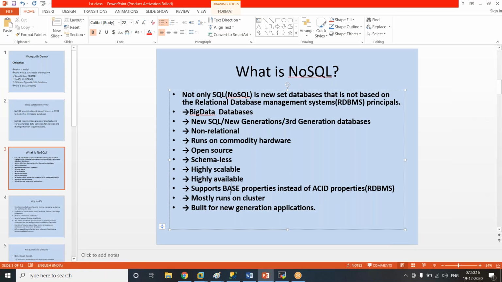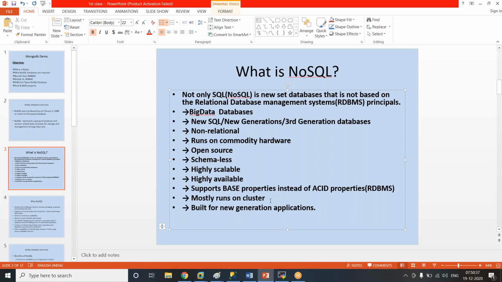Highly available supports BASE properties instead of ACID properties. ACID properties actually give more security or more data consistency. BASE will have a little bit of loose consistency in terms of this property. We'll talk about this at the end of the slide. I have the discussion on this part as well.